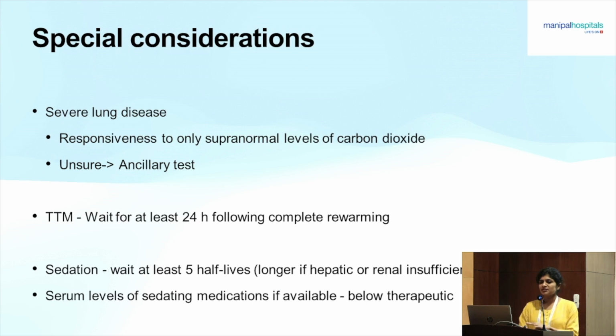Some special considerations in patients with severe lung disease: the baseline CO2 itself may be very high. We may not know the baseline CO2, and whatever PCO2 we are getting may not be enough to stimulate the respiratory centers. In that case, we might have to go for an ancillary test. But if you know the baseline CO2, you keep it more than 20 above the baseline, and you can do the apnea test.